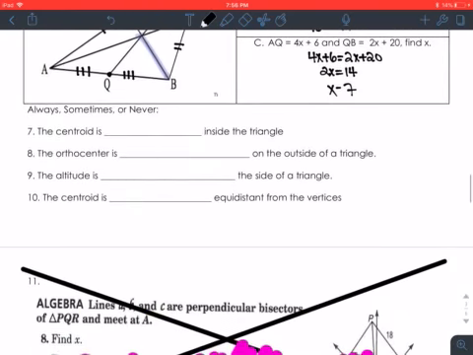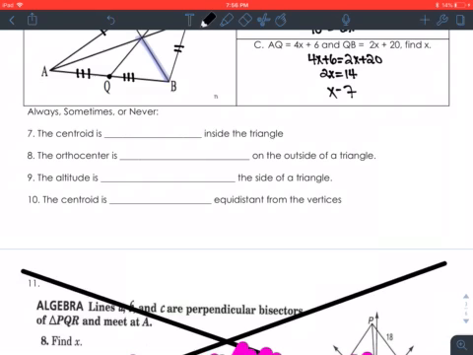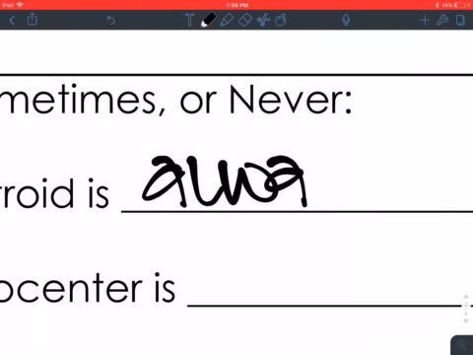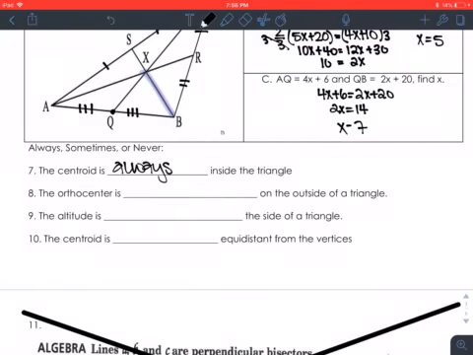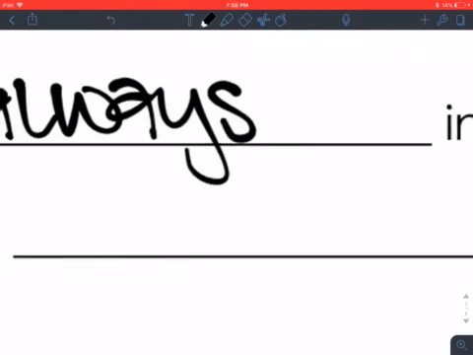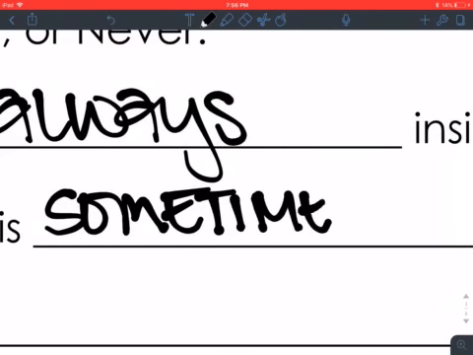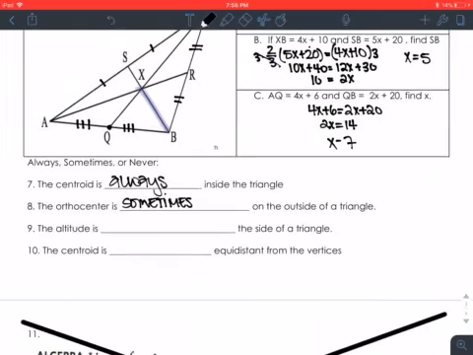Okay. 7, 8, 9, and 10 are just applications of vocab once again. Number 7 says the centroid is always, sometimes, or never inside the triangle. We discovered that this is always. 8, the orthocenter is always, sometimes, or never on the outside of a triangle. This is sometimes. What we found is that with acute triangles, it'll be on the inside; with obtuse, it'll be on the outside; but with right, it's actually going to be a vertex.